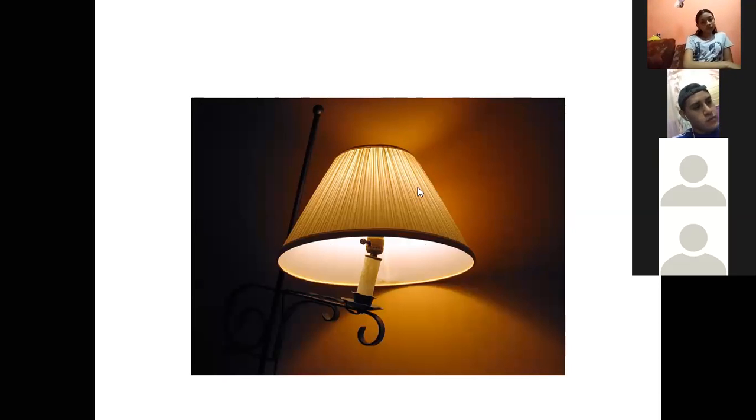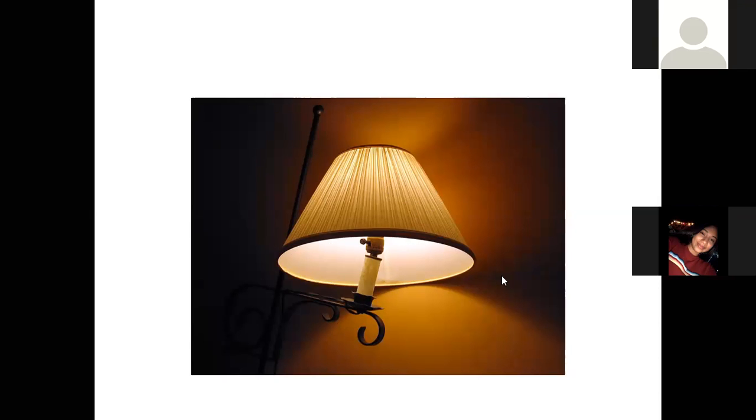This is the first example. So, for example, Lupita, what's this? Answer, Lupita. Repeat, Lupita, what we wrote here, but I want us to do it orally, okay? So, Lupita, what's this? Guadalupe, are you there? It's a lamp. Excellent, very good. Okay, second one.